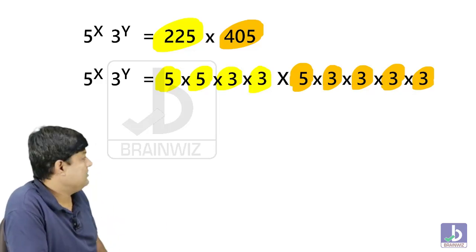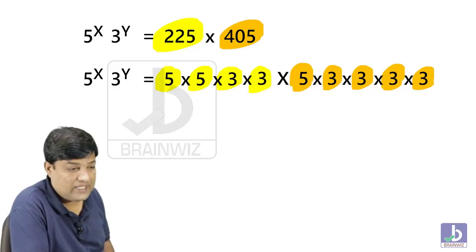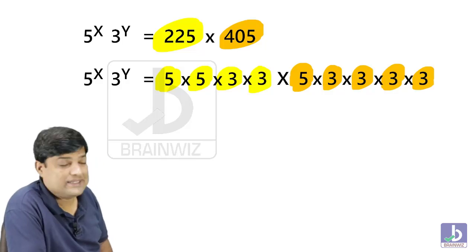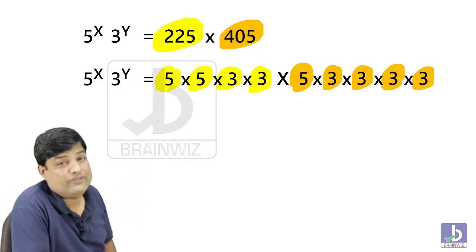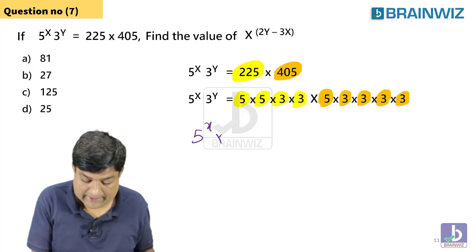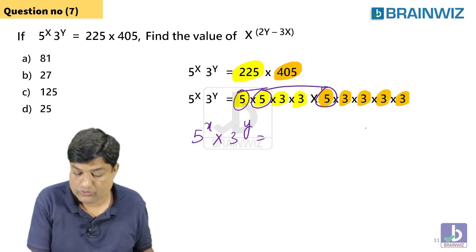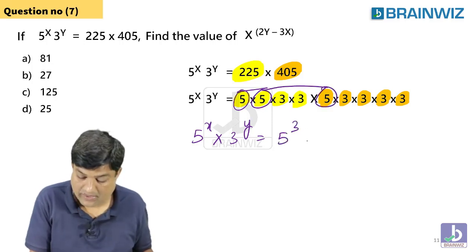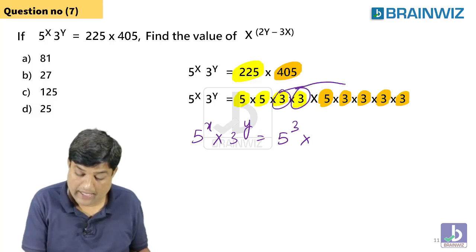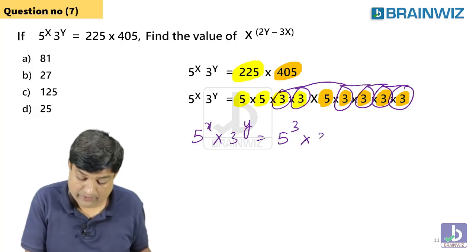Now we are making the 5s on one side and the 3s on one side. Let me count how many 5s there are: 1, 2, 3. Three 5s are there, guys. And the 3s: 1, 2, 3, 4, 5, 6. The 3s are 6. So 5 power x into 3 power y is 5 power 3 into 3 power 6.